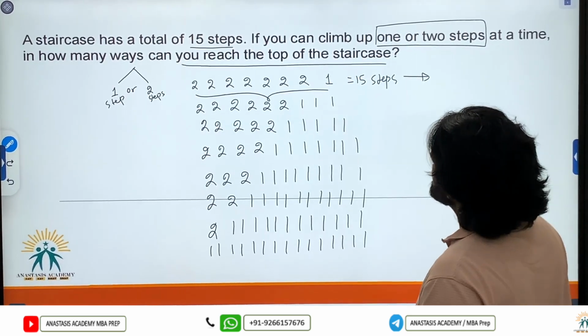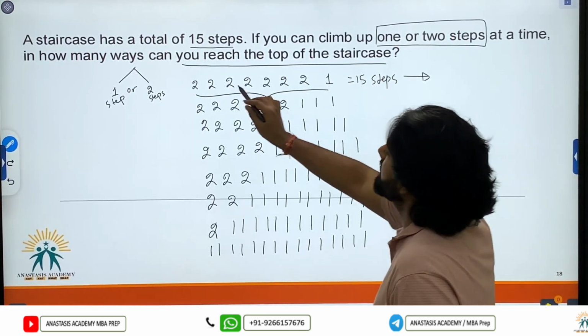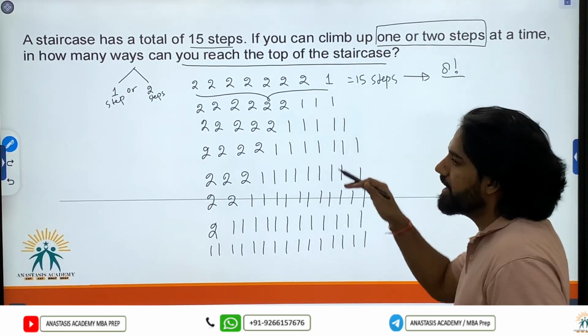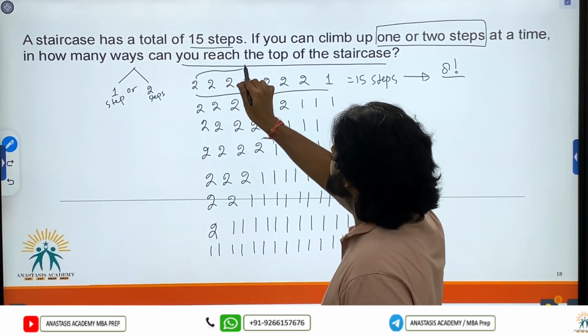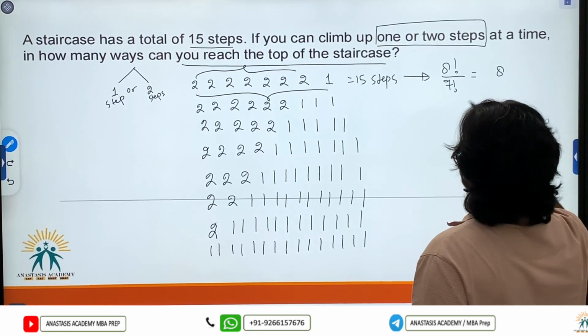Now, the number of ways of arranging these objects. How many objects are there? 7 and 1, 8. So the number of arrangements would be 8 factorial divided by 7 factorial, because these objects are of the same type, so it becomes 8.